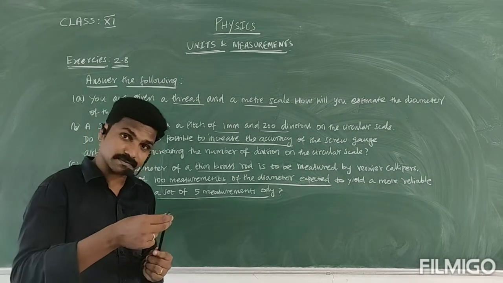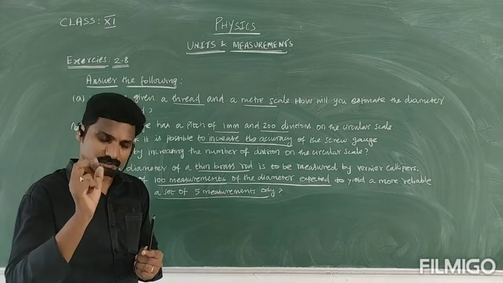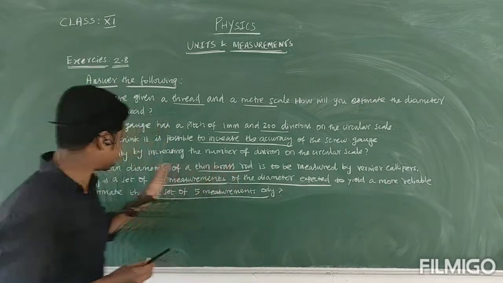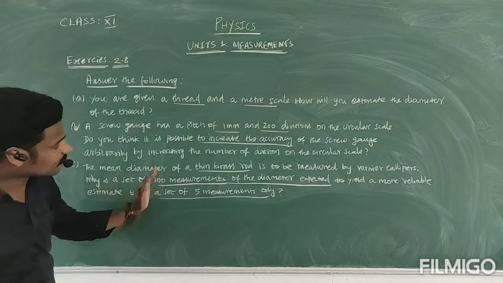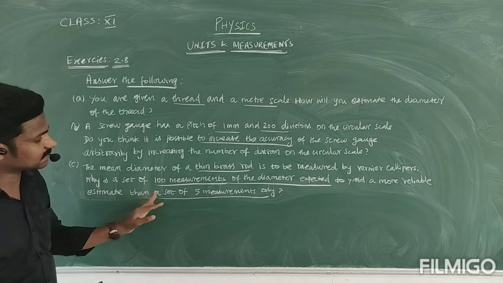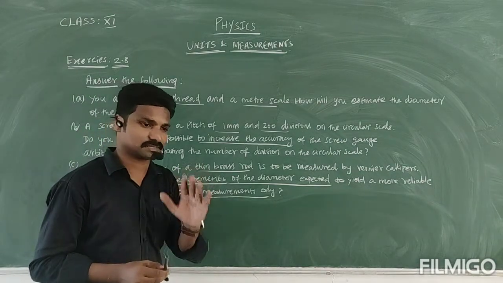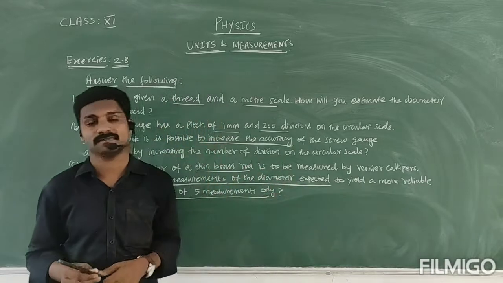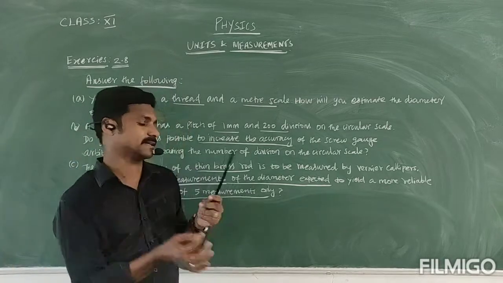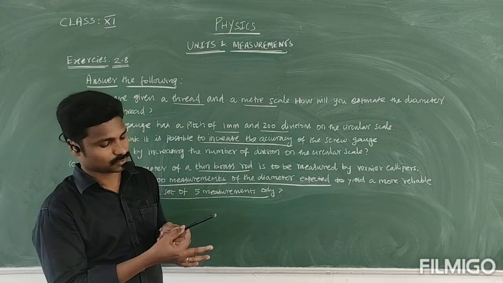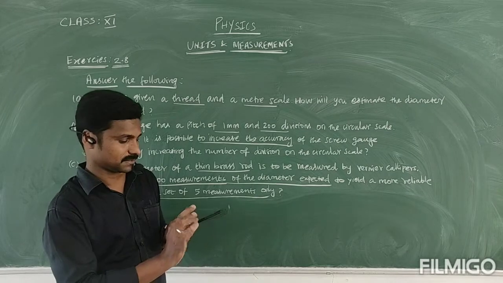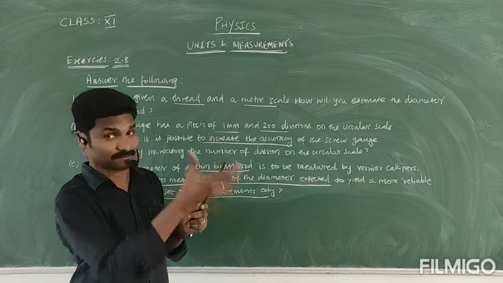Suppose you do it 100 times, it is a more accurate value compared with the 10 times observation. So in the question they mention why a set of 100 measurements of diameter is expected to yield a more reliable estimate than a set of 5 measurements. Between 5 measurements and 100 measurements, 100 is best. Why? That is the question. Say for example, now I am taking the reading 100 times by using the vernier caliper. So I take the reading from here, 1 set reading, 2, 3rd, 4th, 5th, 6th, 7th, 8th, like the different places.